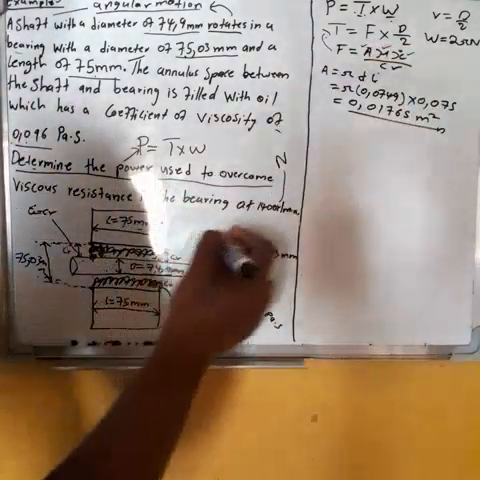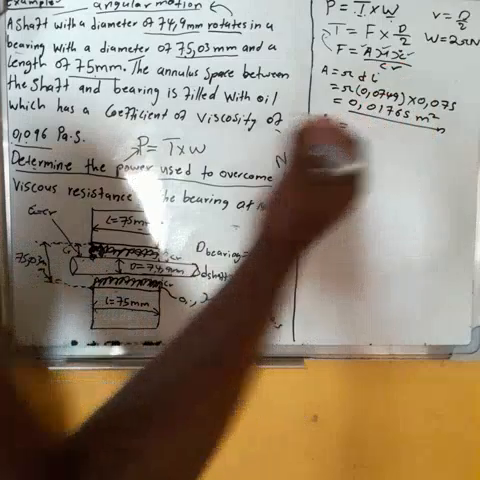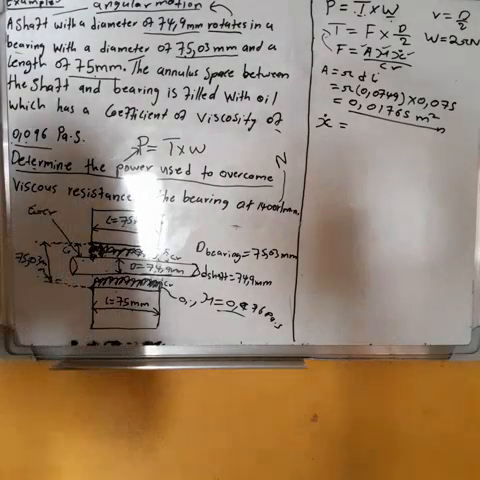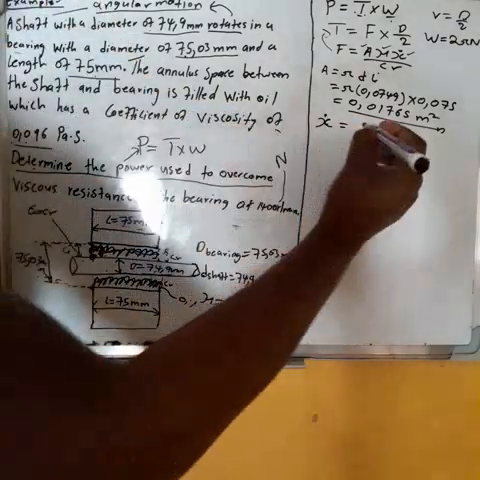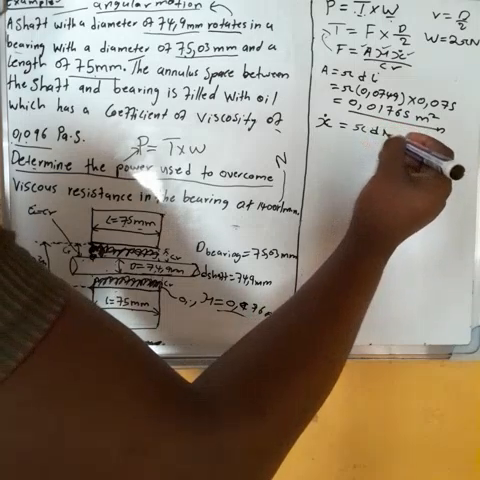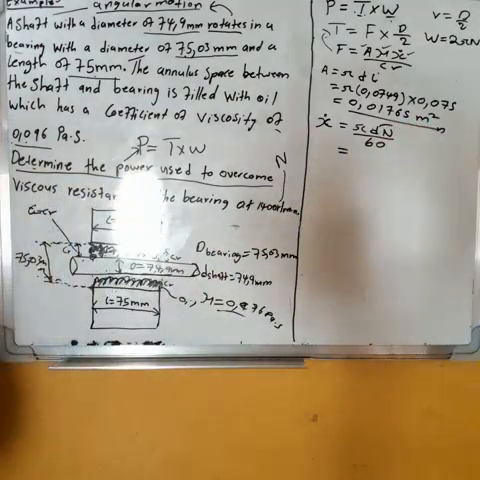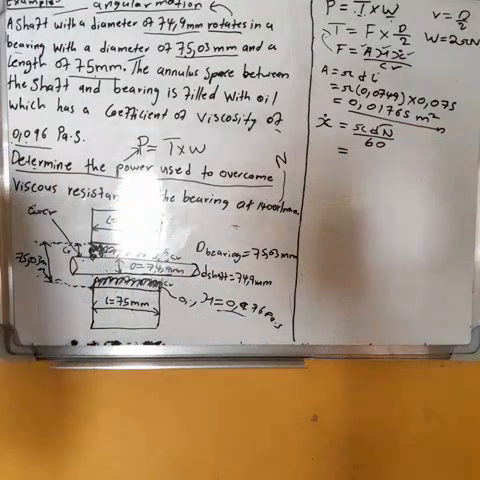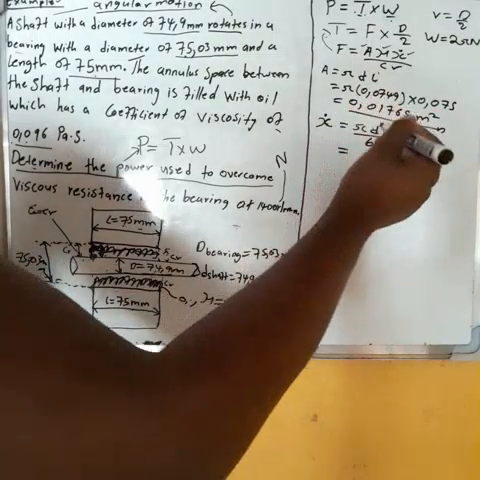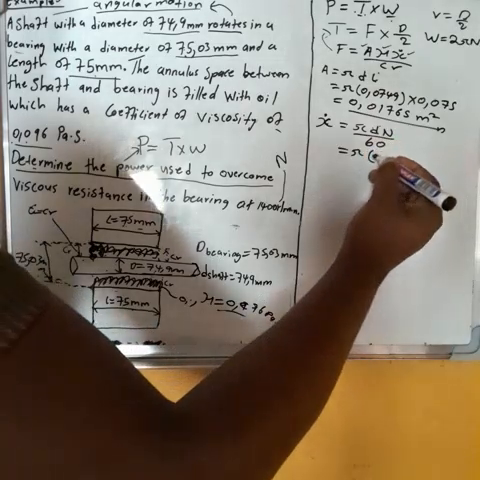What about the velocity? If you know the formula, velocity will be pi d n over 60. This must be the diameter of the shaft, guys. Do not put the diameter of the bearing, that will be wrong. This is the diameter of the shaft, the one that is moving here. The pi times the diameter of the shaft is 0.0749.